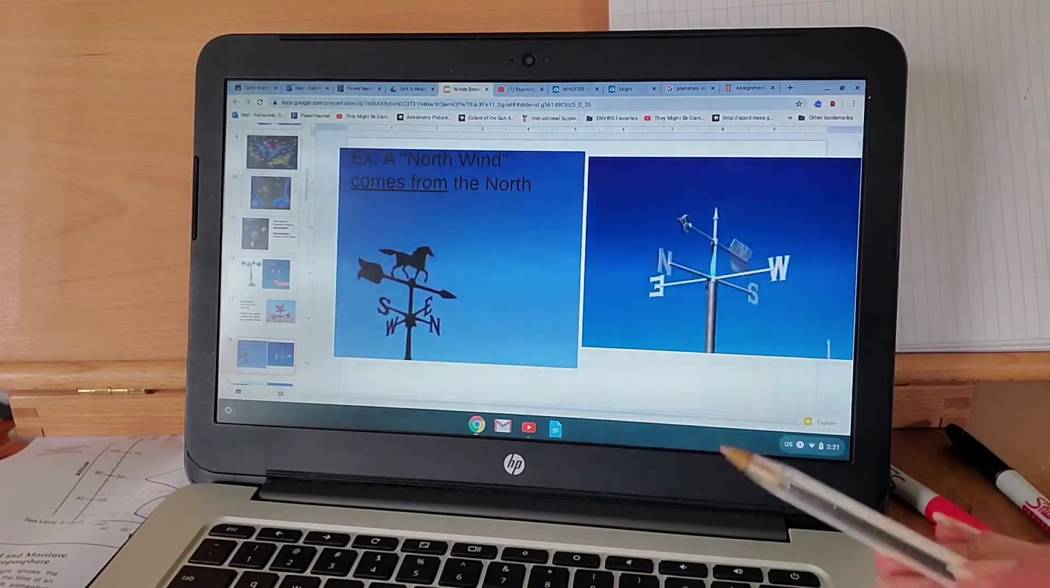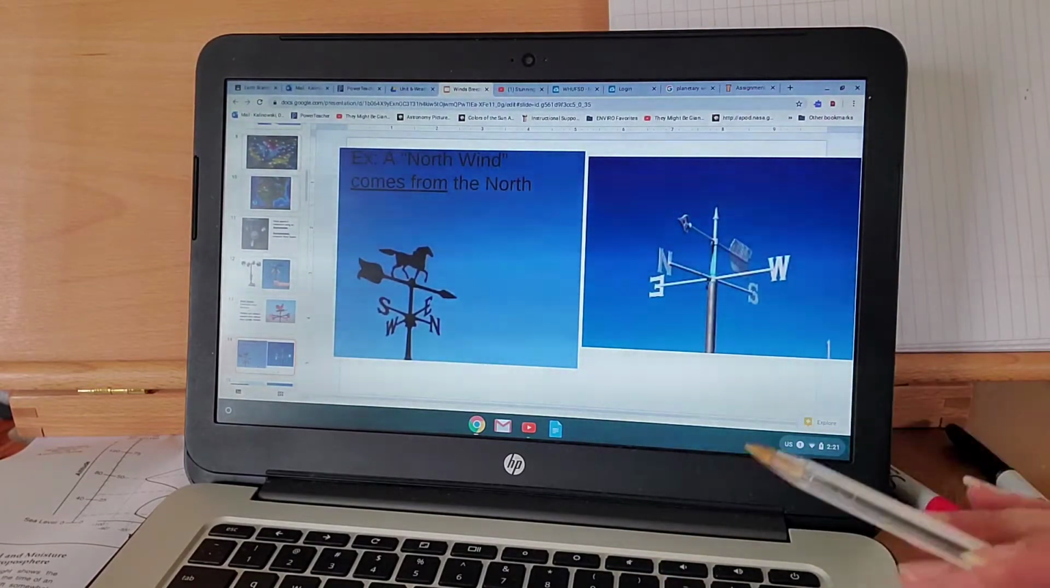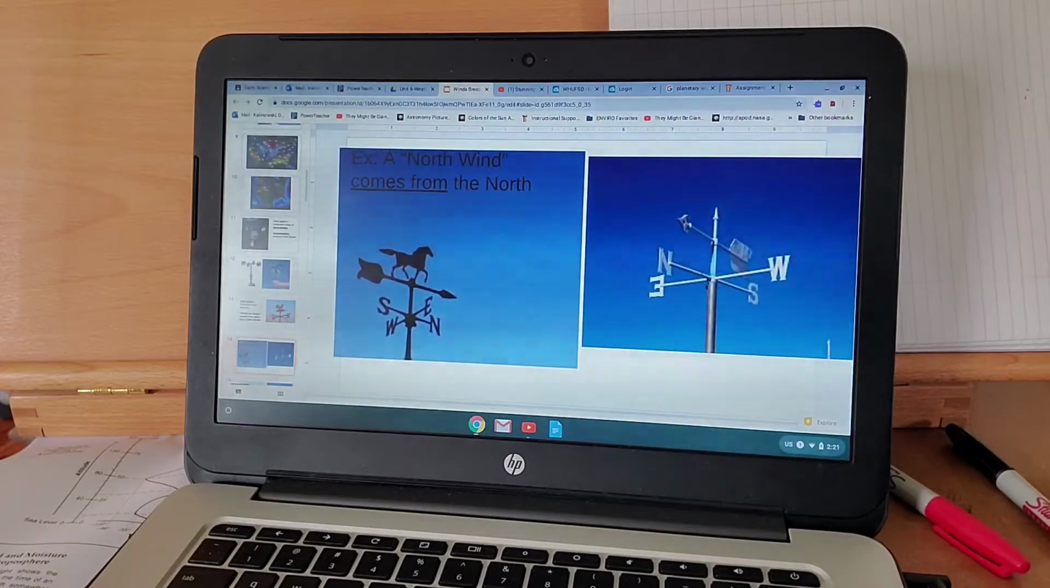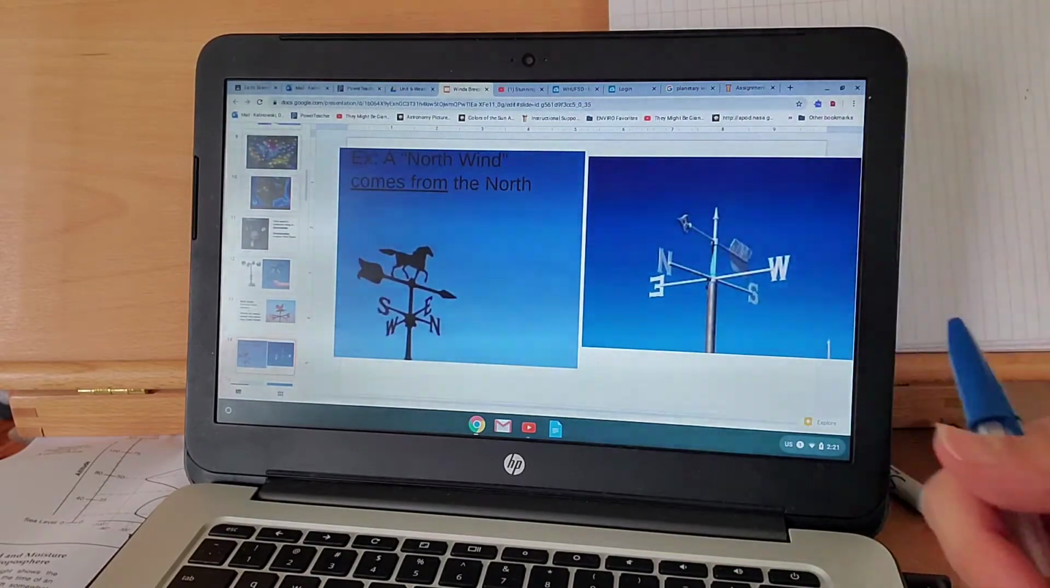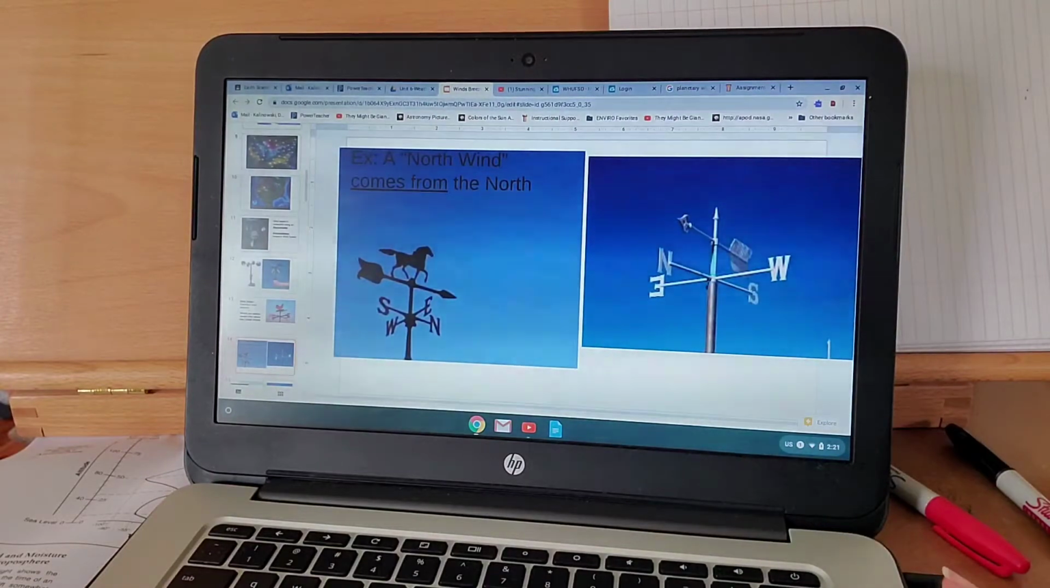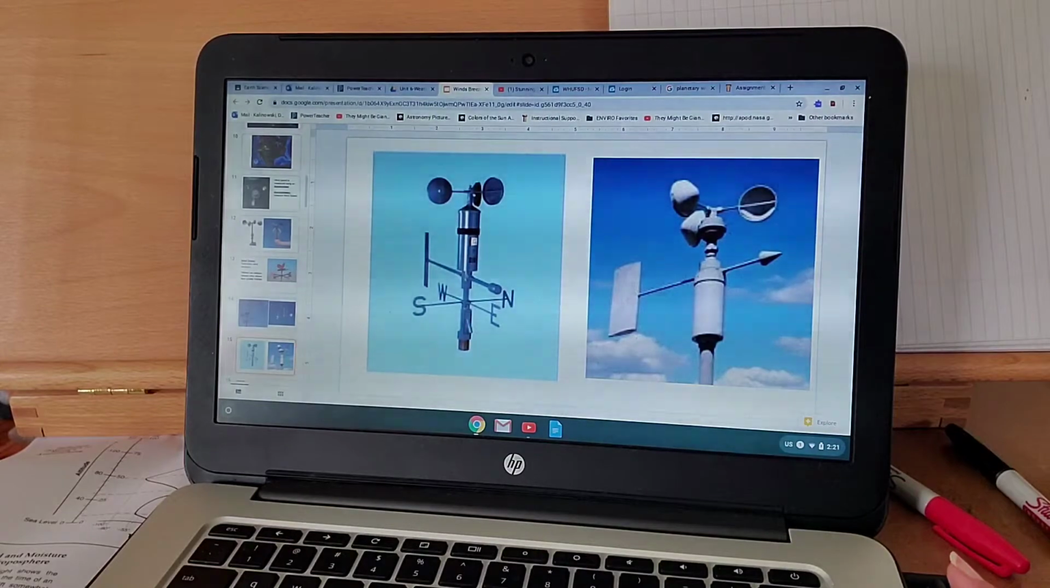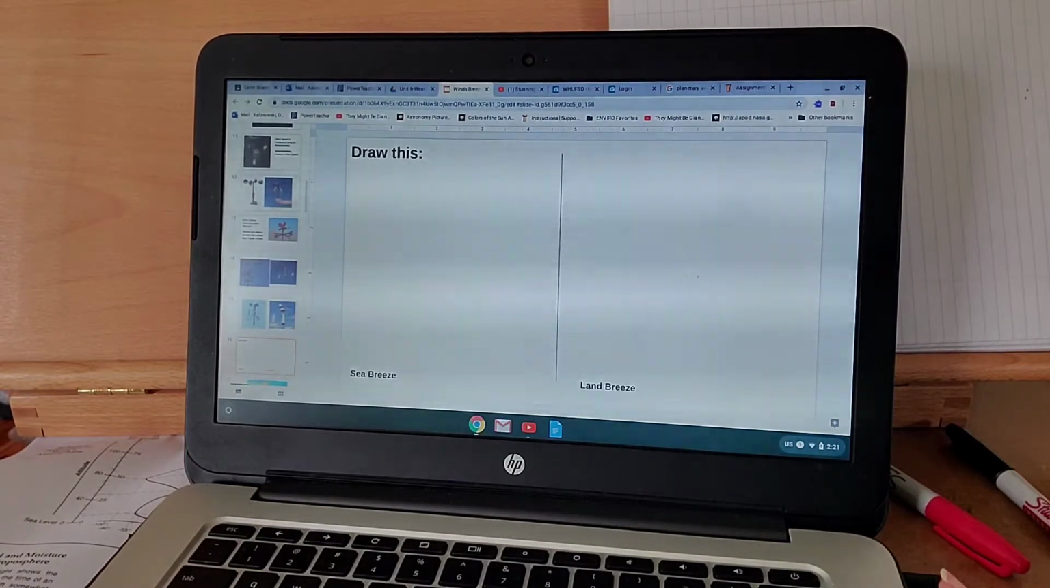Again, a north wind is from the north. A south wind is from the south. Coming from the south, blowing elsewhere. Going from the north, blowing to the south, for example. Okay, north winds are cooler, south winds are warmer. And here is a combination of both. This is just review, and then we drew breezes.